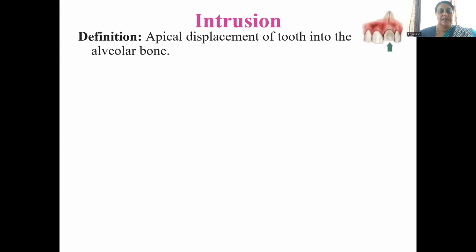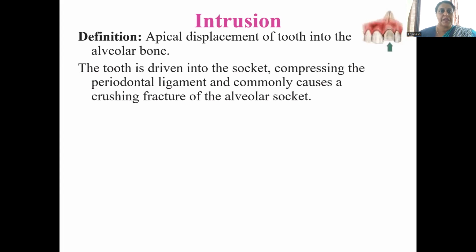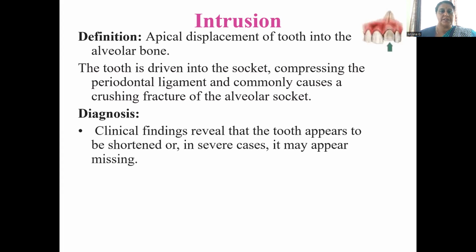Next injury is intrusion. By definition, it is the apical displacement of the tooth into the alveolar bone. The tooth is moved apically into the alveolar bone. The tooth is driven into the socket, compressing the periodontal ligament, and commonly causes a crushing fracture of the alveolar socket. How do you diagnose it?